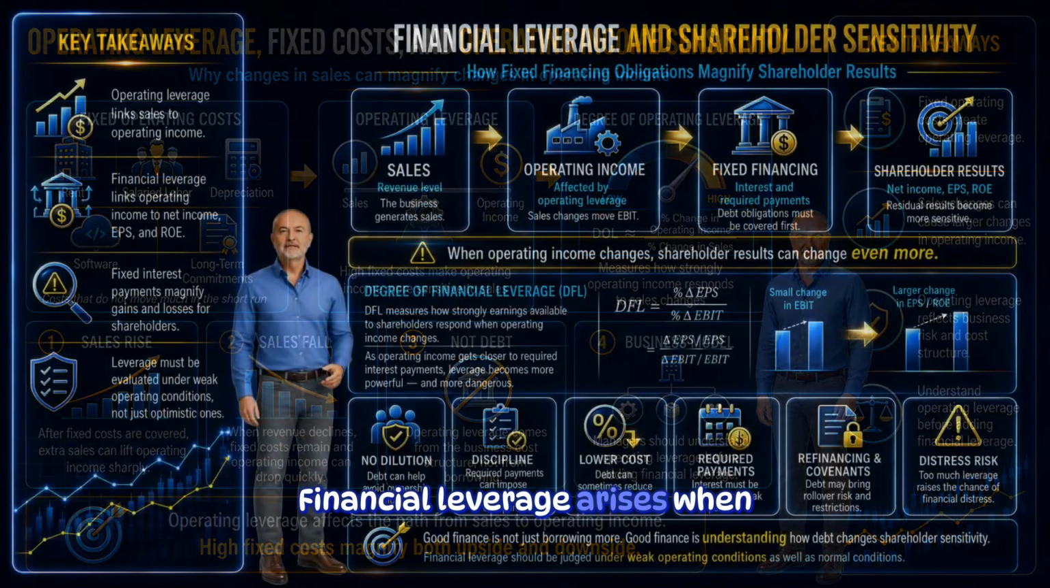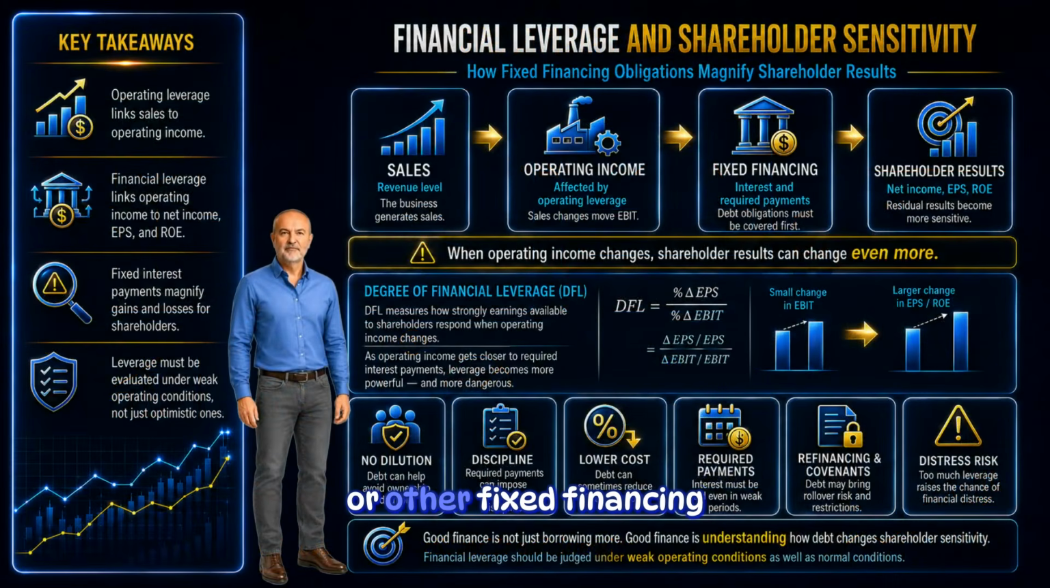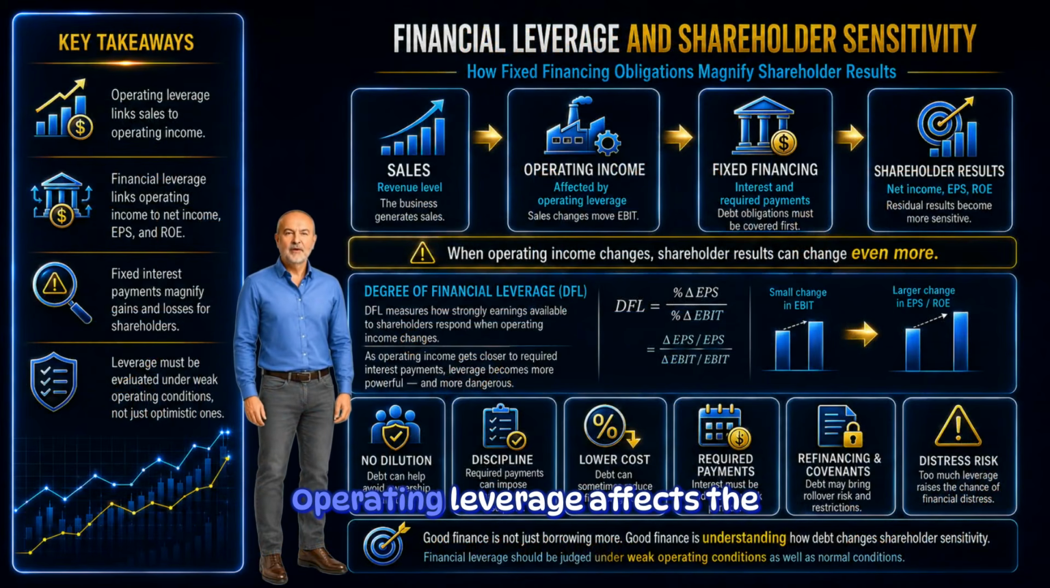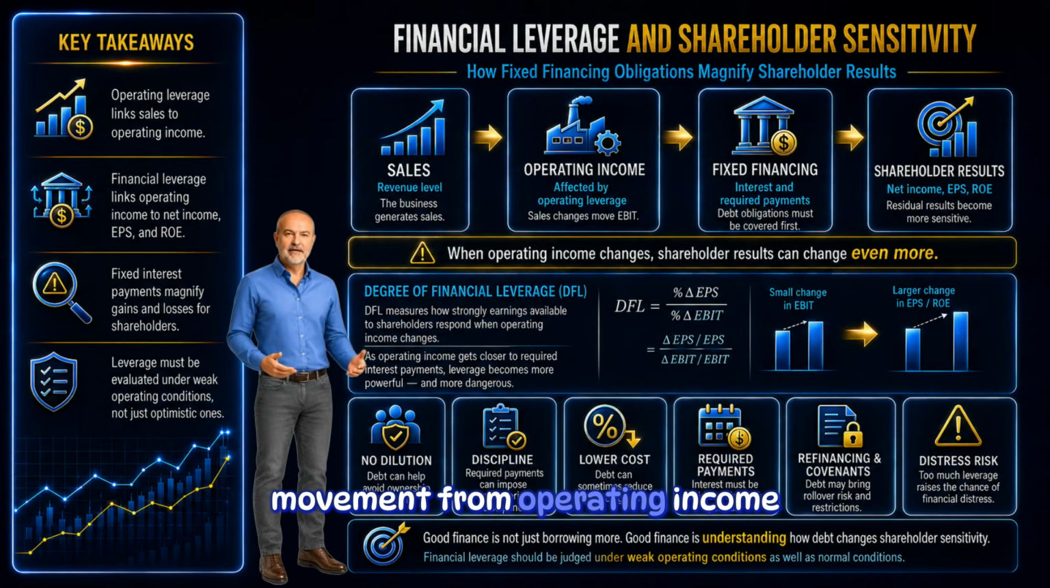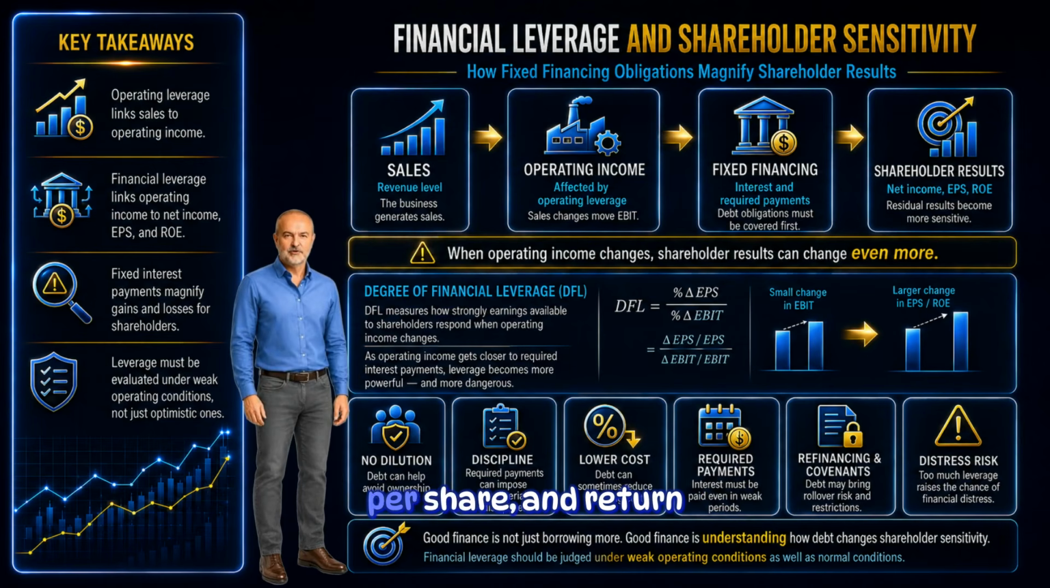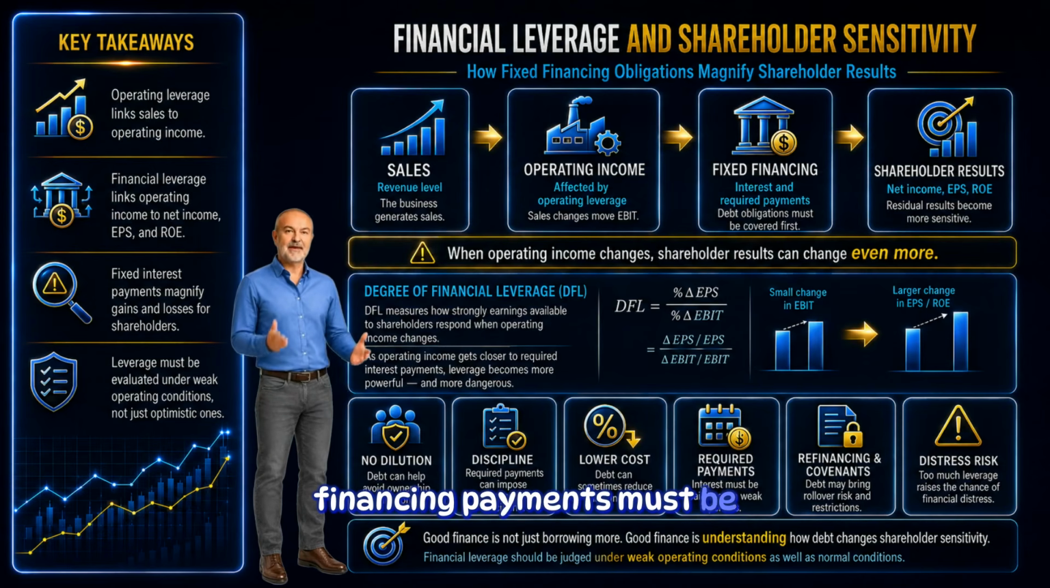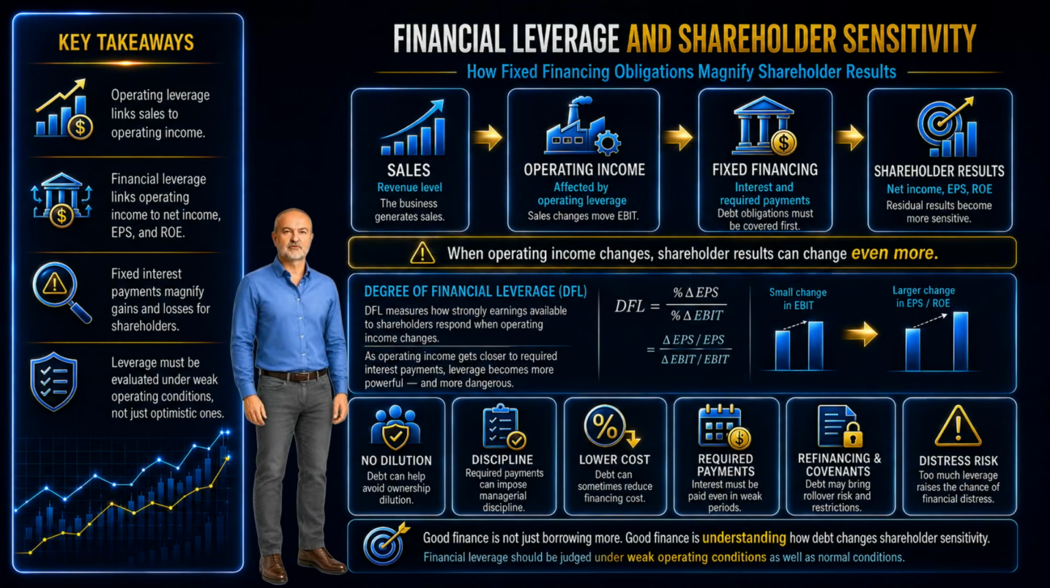Financial leverage arises when the firm uses debt or other fixed financing obligations. Operating leverage affects the movement from sales to operating income. Financial leverage affects the movement from operating income to net income, earnings per share, and return on equity. The reason is simple. Interest and other fixed financing payments must be handled before common shareholders receive the residual income. When financial leverage is high, even a modest change in operating income can produce a larger change in shareholder results.